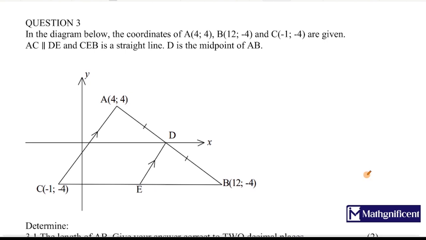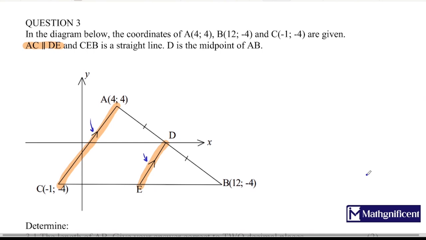So the first thing that we know, the coordinates are given. We also know that AC is parallel to DE. It means that this line here, which is AC, is parallel to DE. We can see this by simply looking at these arrows here. It means that these two lines are parallel. Then another thing that is also given here is that D is the midpoint of AB, right? So D is the midpoint of AB.